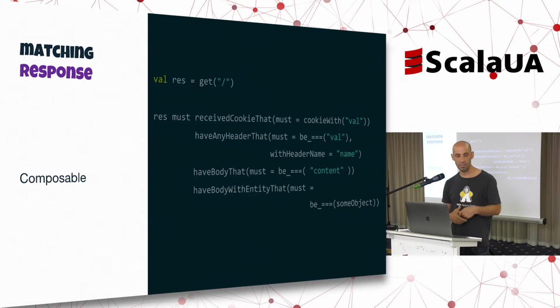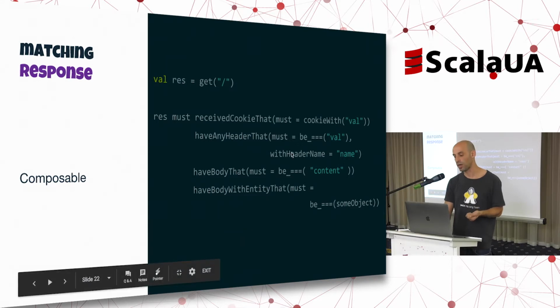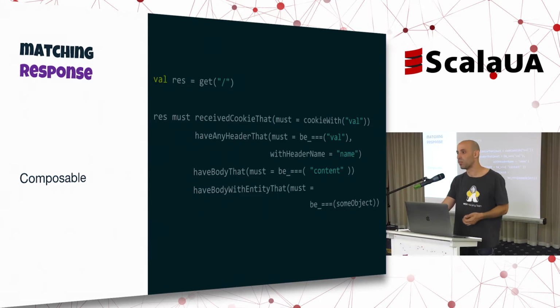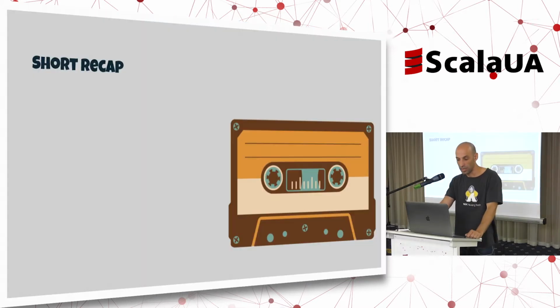So most of the matchers are composable. So received cookie, and then you compose a matcher into it. You can have a header matcher that will look for a specific header with specific content. This, for example, looks for a header with the name, and it's equal to val, but it could also do contain or something more complicated. So the matcher suite allows us to be more composable and more declarative in how we write code.